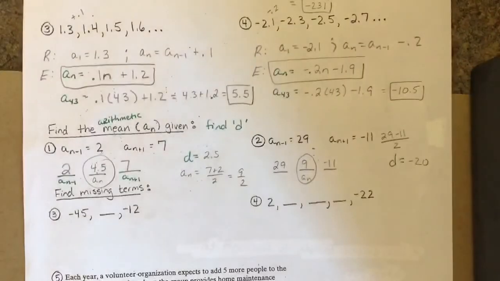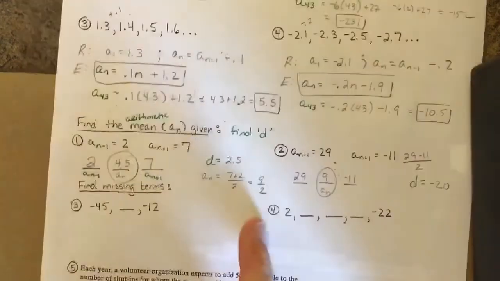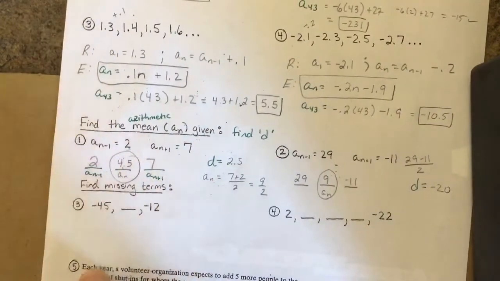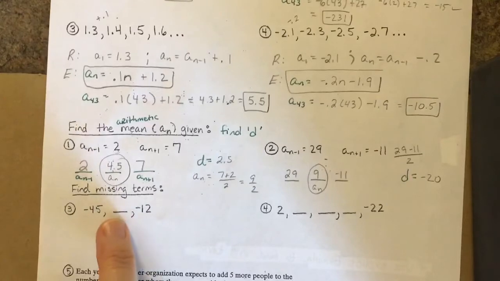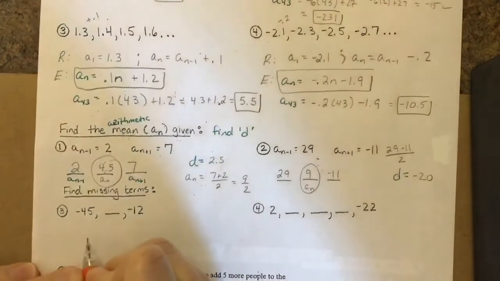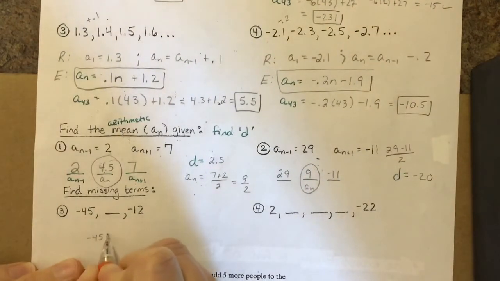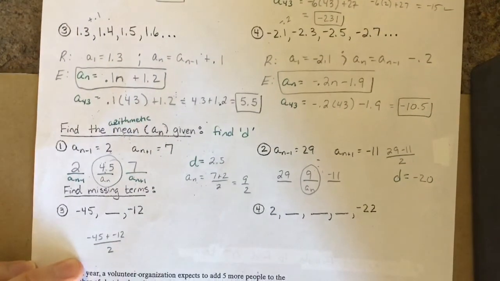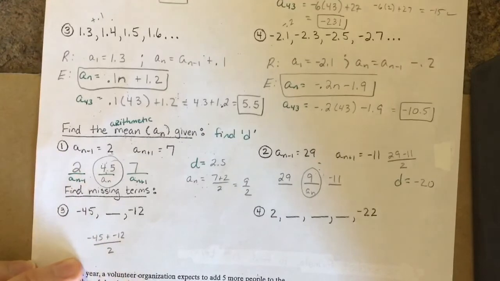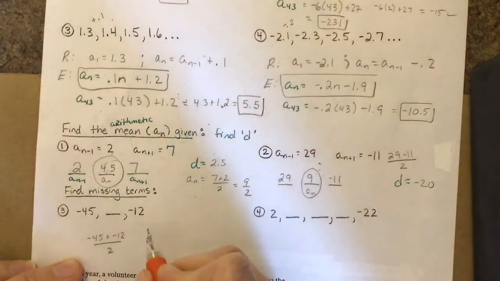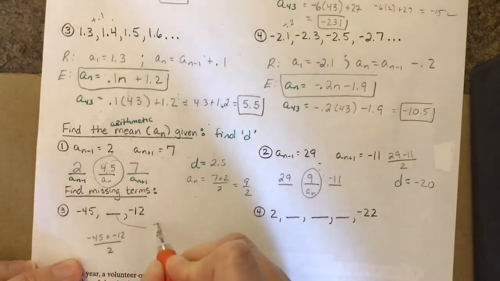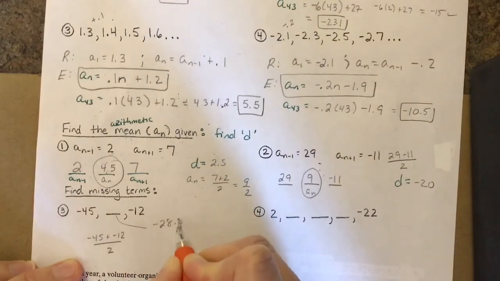Next two, number 3 and 4, are really pretty much asking the same thing: finding the term in the middle, the missing term. All you need to do is add these up and divide by 2 to find the missing term. What do we get there? Looks like it'll be negative 28.5.